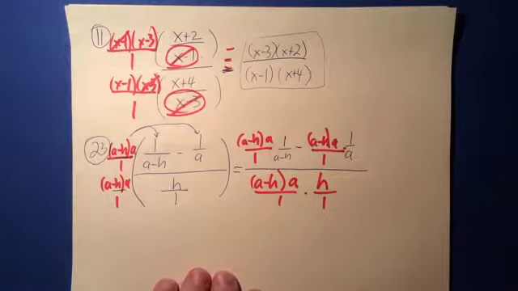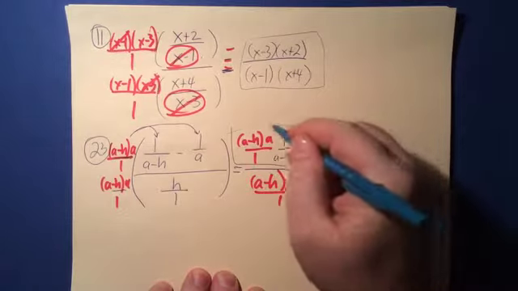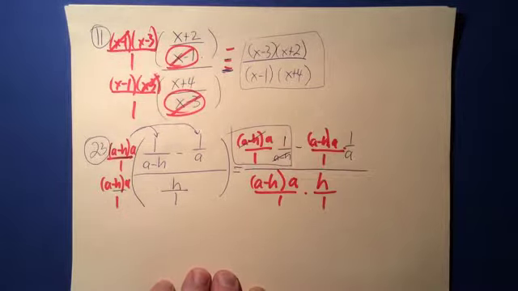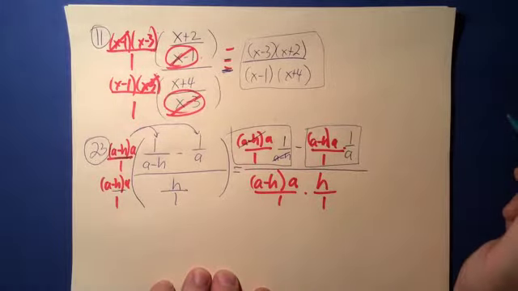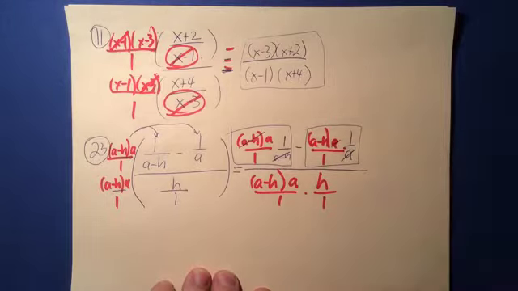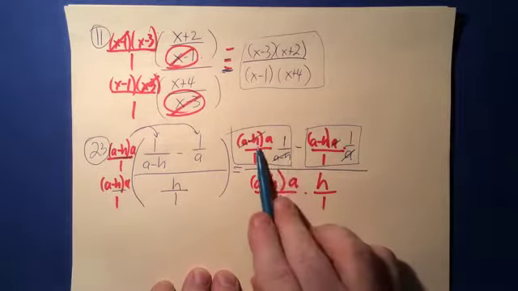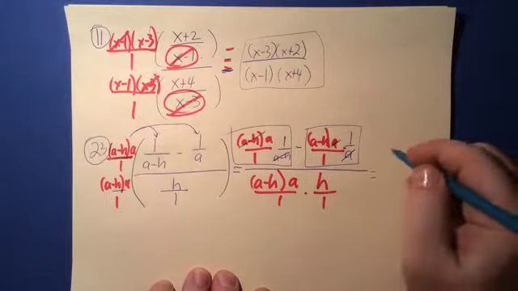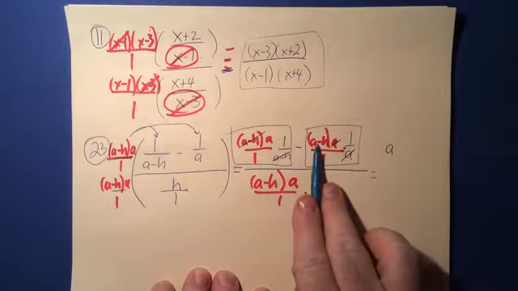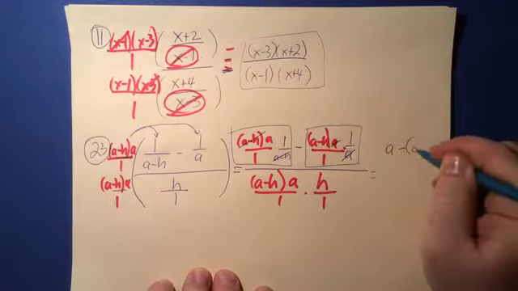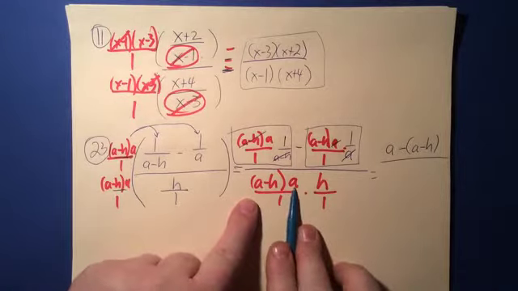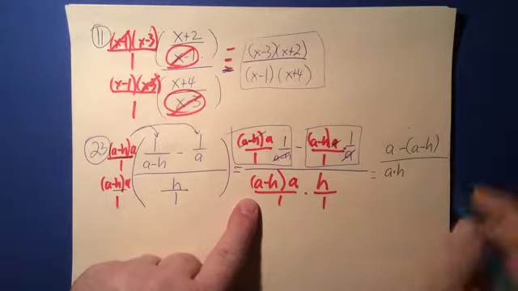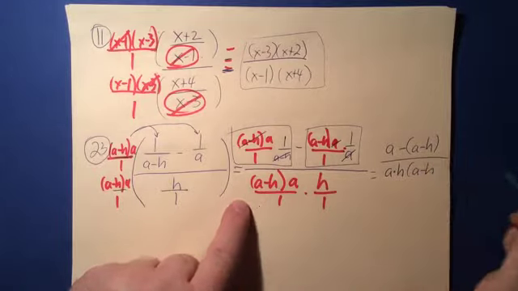So let's see what we can do to simplify this now. First, in this portion we will be able to eliminate a minus h. In the second part here, we're going to be able to eliminate just the a. So what we have here is a times 1. Well, that's simply going to be a. Here we're going to have minus the quantity of a minus h. On the bottom here, we're going to have a times h times a minus h.